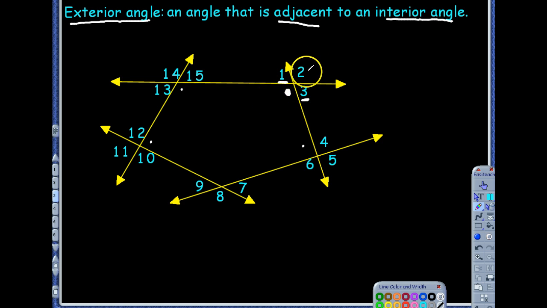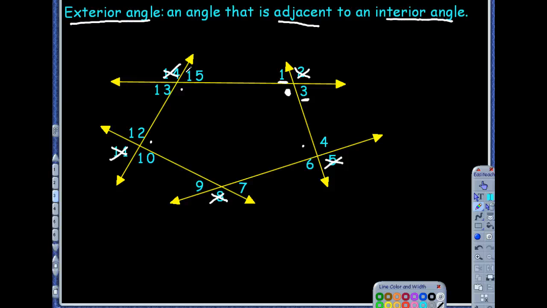Now, why not angle 2? Because angle 2 is what in relationship to that interior angle? A vertical angle. So basically 2, 5, I'm just going to get rid of all of the ones that are vertical to the interior angle are not considered exterior. Even though I know you're looking at it, you're like, well, it's outside the picture, but that's not the definition. Exterior, don't just think outside.